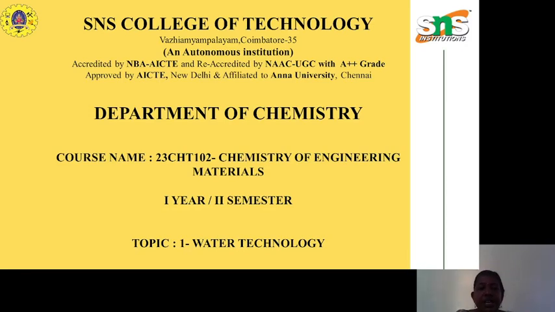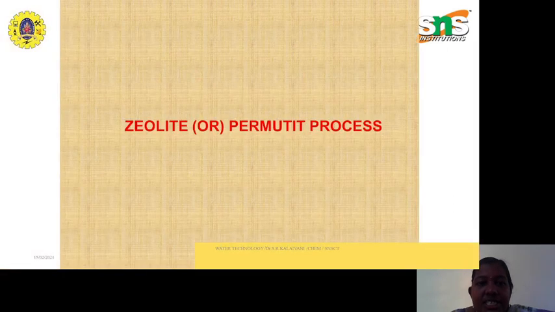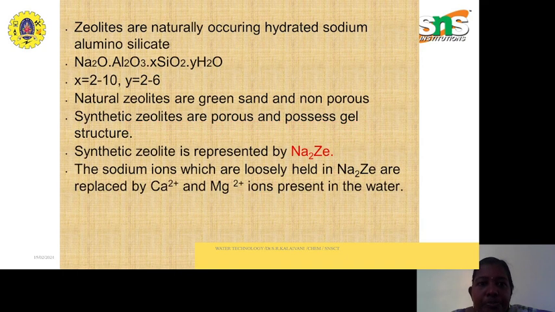Good morning. Last session we discussed the softening methods. One of the softening methods is the ion exchange process or demineralization process. In this session we discuss another softening method, that means the zeolite process. Zeolite process is otherwise known as the permutit process.